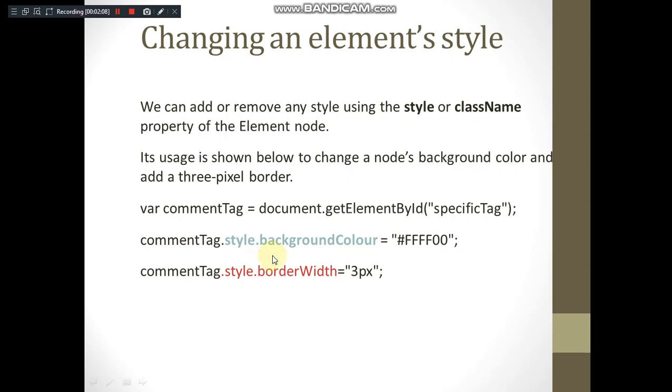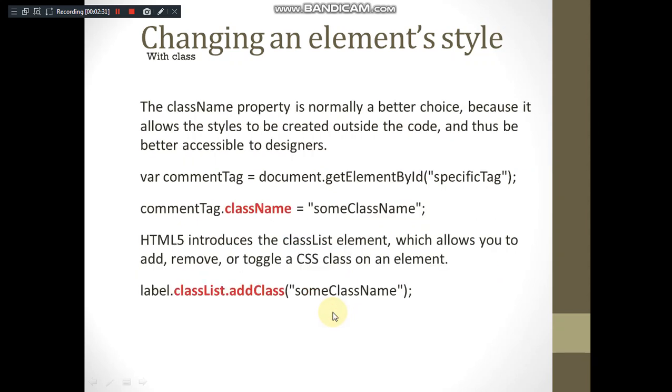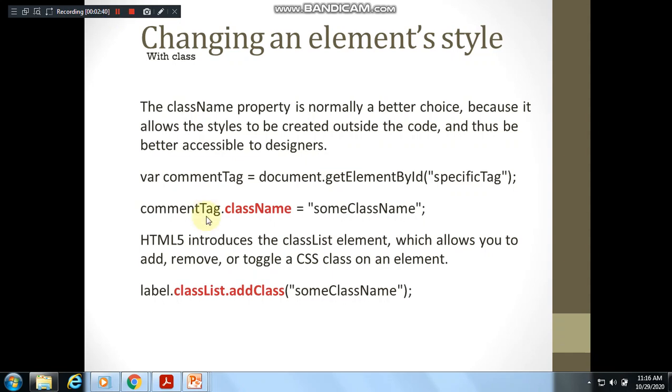Similarly you can set the border width for the element having the ID as specific tag. This is the way we do it. This is commentTag, which refers to the element. Then the style property, the style attribute, in that you go for borderWidth, and you assign 3 pixels to that border width. You can make use of className also for this. This is the way we do it.